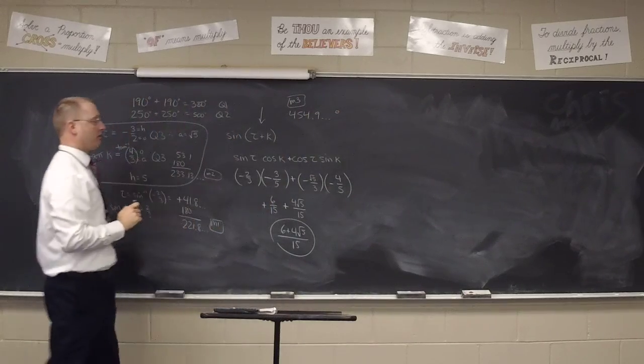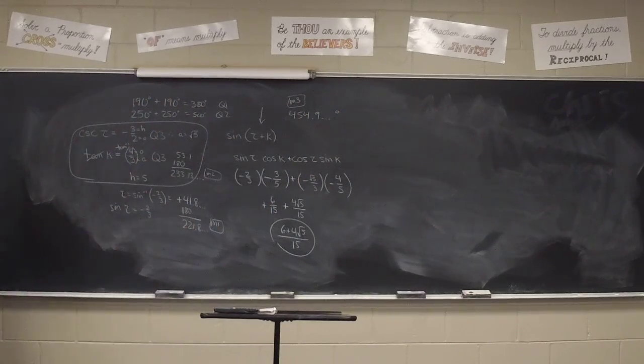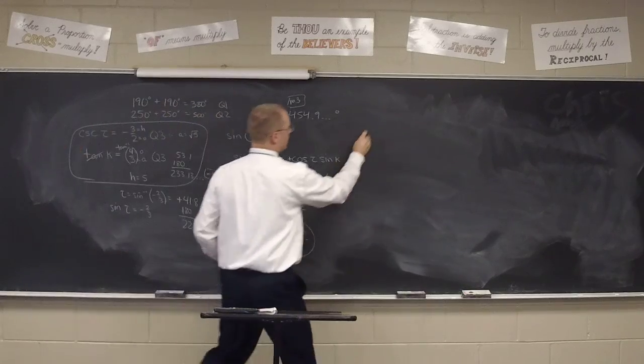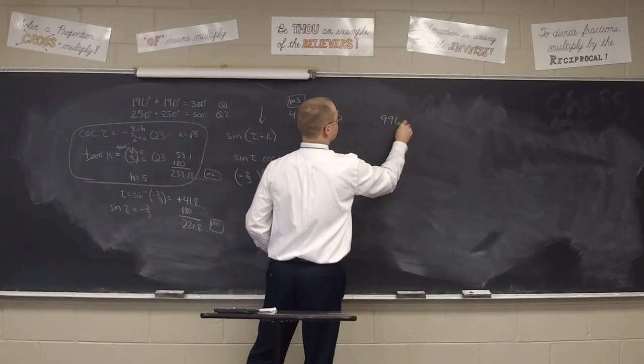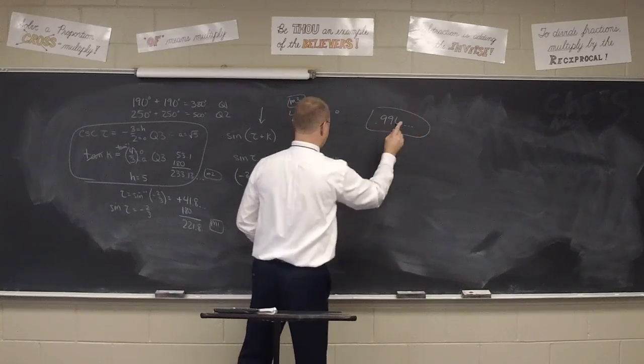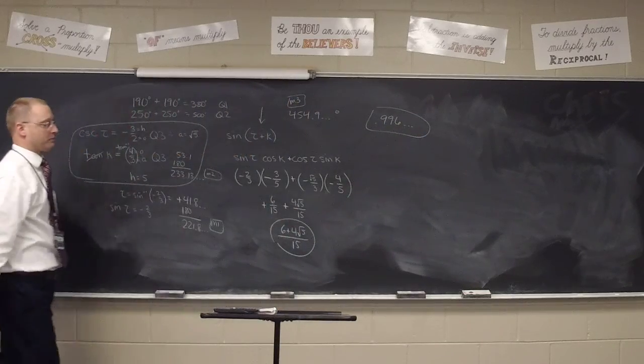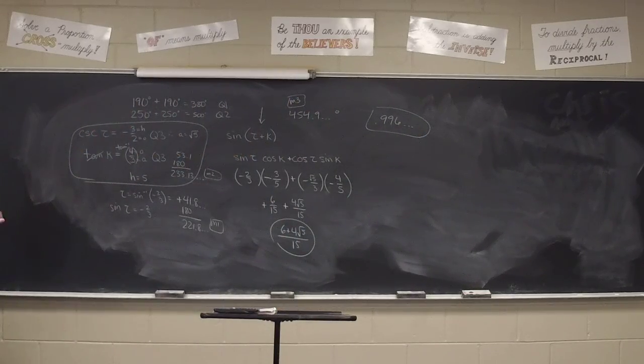Take the sine of memory 3. 0.996. Now, 6 plus 4 times the square root of 5. I would start with 4 times the square root of 5. Square root of 5 times 4 plus 6. Divide that by 15. Do you get 0.996?